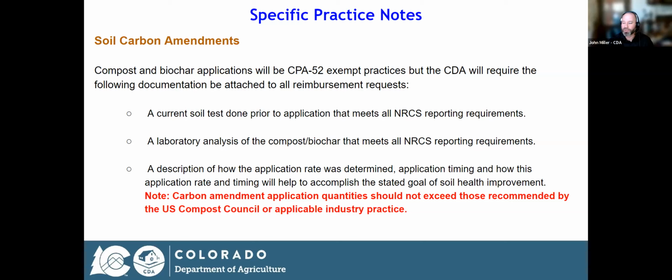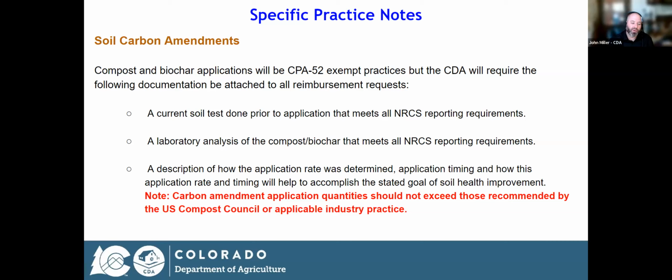If the people are making the compost or biochar themselves, they're going to need to send it off for a test, which is a relatively inexpensive test. And they can include the cost of that test for their reimbursement. So that should be noted. And then we need a description of how the application rate was determined. So they have a soil test, they have an analysis of the compost. How did they decide how much compost they're going to apply to that field? And how that timing, the application rate and timing will accomplish their stated goal of soil health improvement.